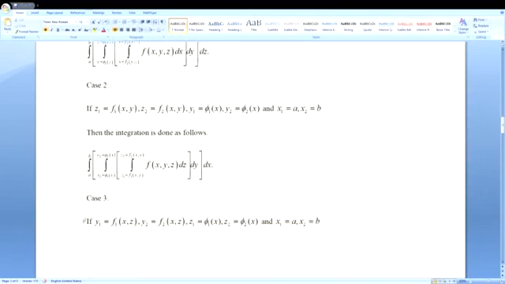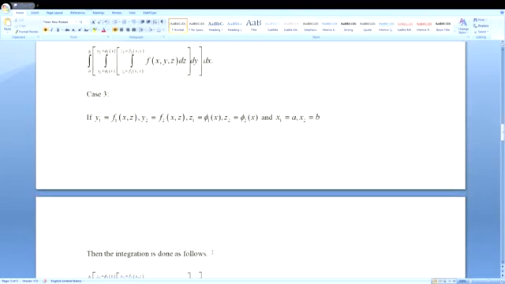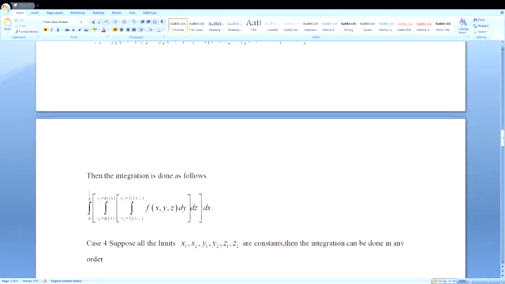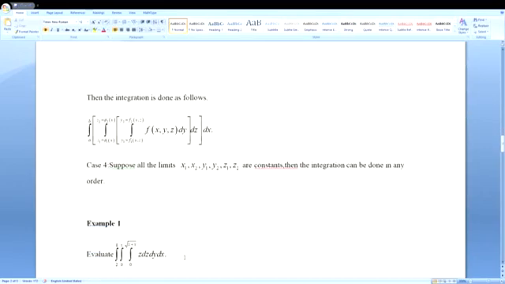If y is given as a function of (x, z), z as a function of x, and x as constant, then the integral is done as integral a to b, integral phi1 of x to phi2 of x, then integral f1 of (x, z) to f2 of (x, z), f of x, y, z. Here the integral is first done with respect to y, then z, and then with respect to x. Suppose all the limits are constants, then the integration can be done in any order.